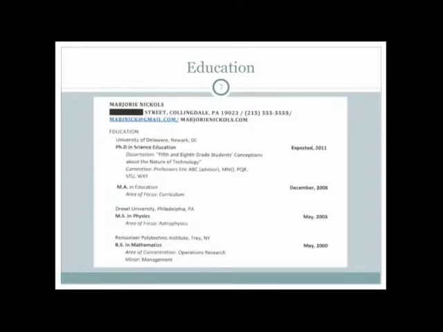The second category is your education category. As I mentioned before, this is very critical and always comes first on a CV after your identifying information. Here's an example from Marjorie Nichols' CV. And you can see that she's put on there the school that she graduated from, her degree, her dissertation topic, and in this case, her committee, a whole committee, not just her advisor.